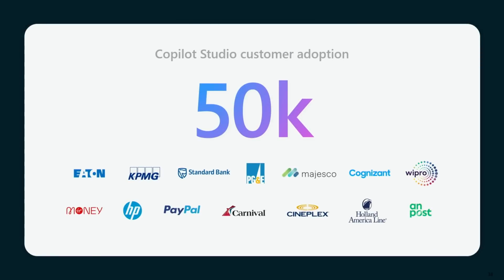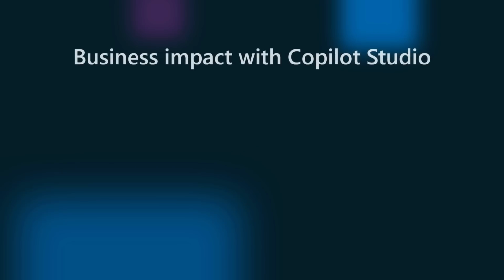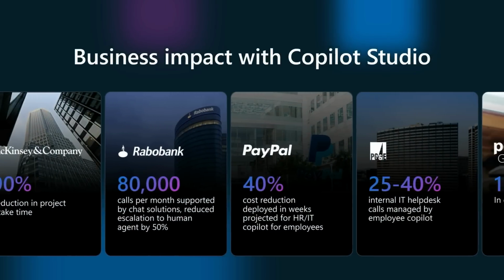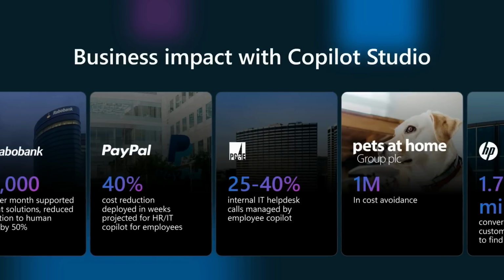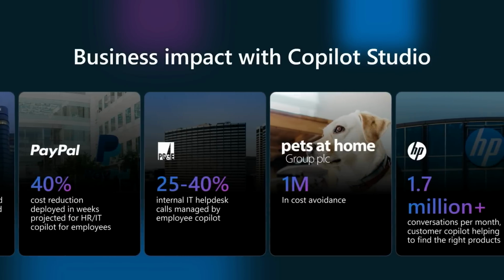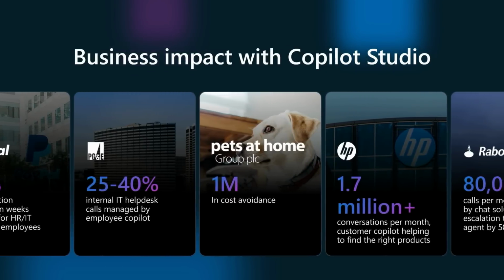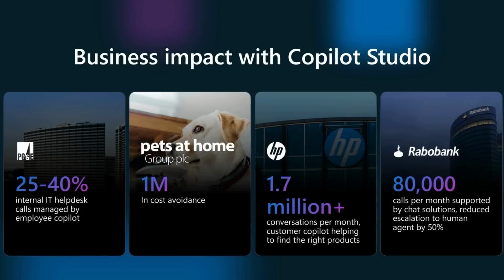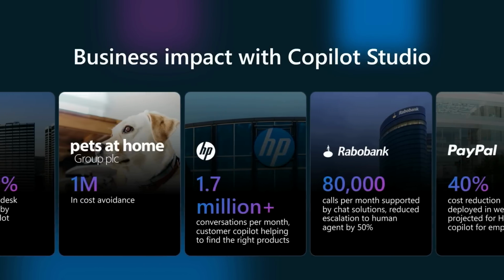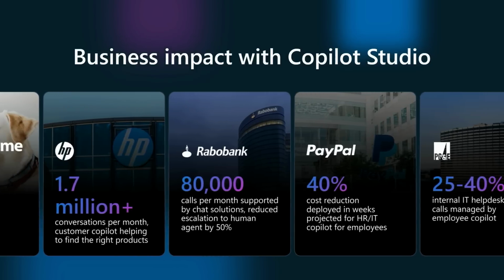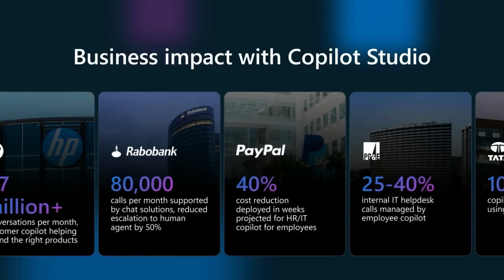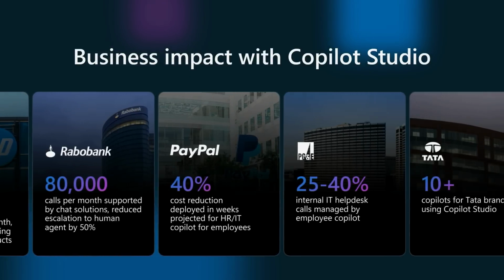There are already 50,000 companies using Copilot Studio to create their own Copilots across industries, departments, languages, countries. And these Copilots are producing measurable business impact. HP solves over 1.7 million customer inquiries per month. PayPal reduced their IT and HR help desk volume by almost half. And that was with less than 6 weeks of development. Rabobank automates about half of their calls to their contact center. Pets at Home are saving $1 million in costs. And there are countless other stories like this.